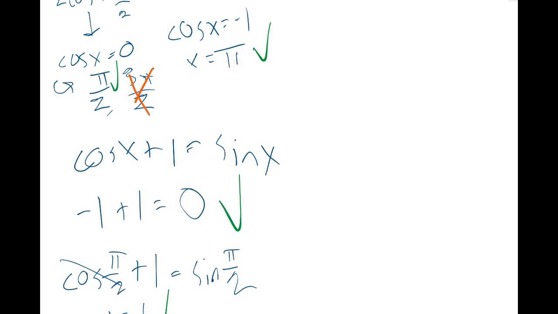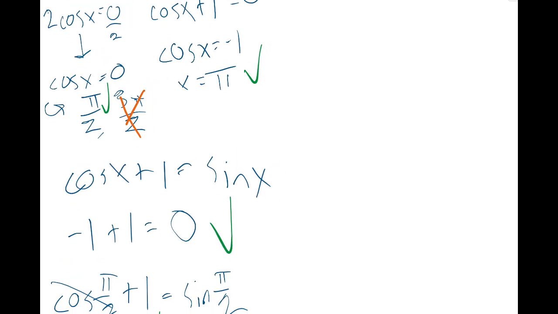It's just going to be pi over 2 and pi. So how we write that, there's no bounds again, so it could be anything. So we say x equals pi over 2 plus 2 pi k, and pi plus 2 pi k.